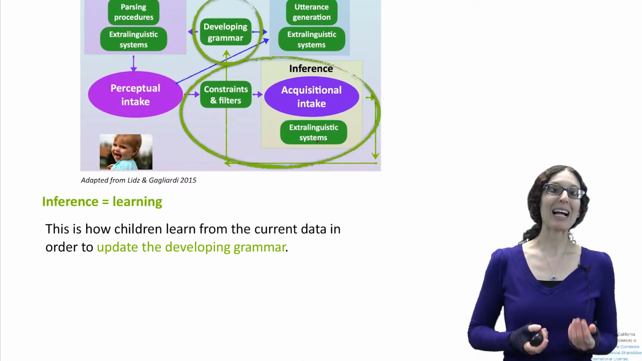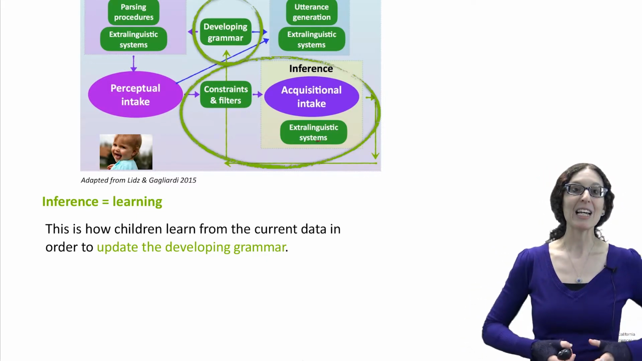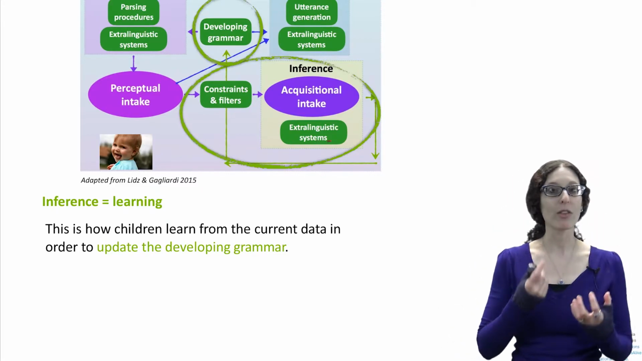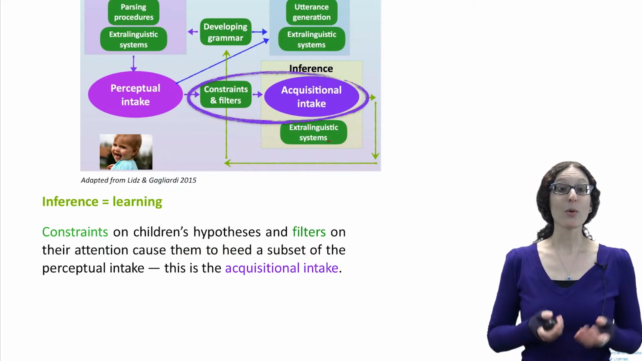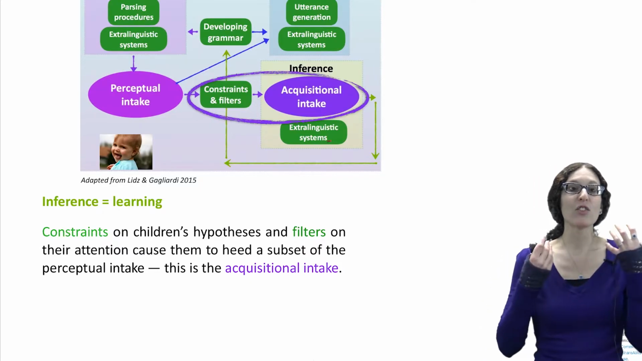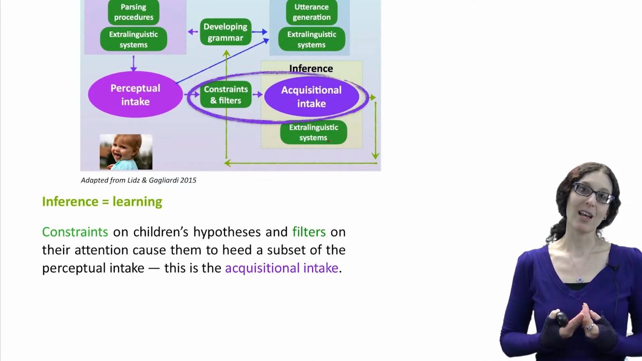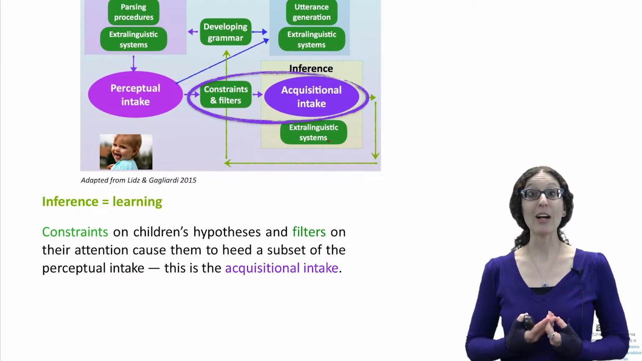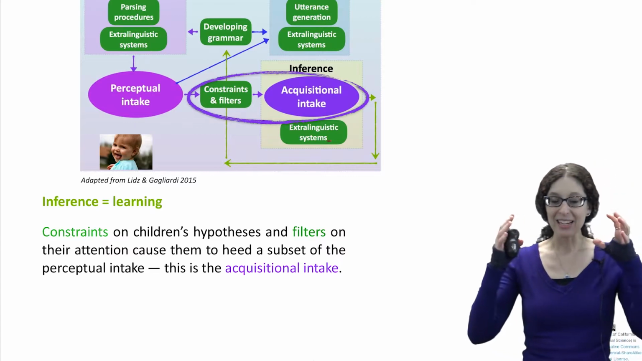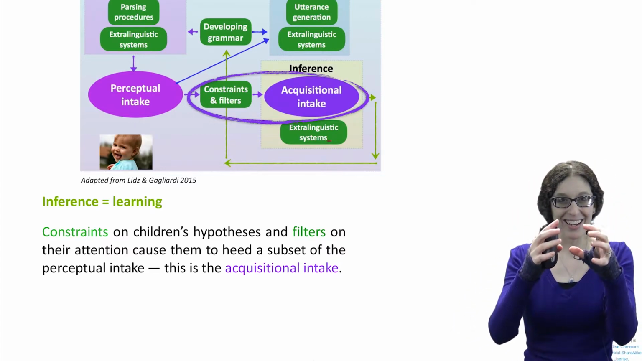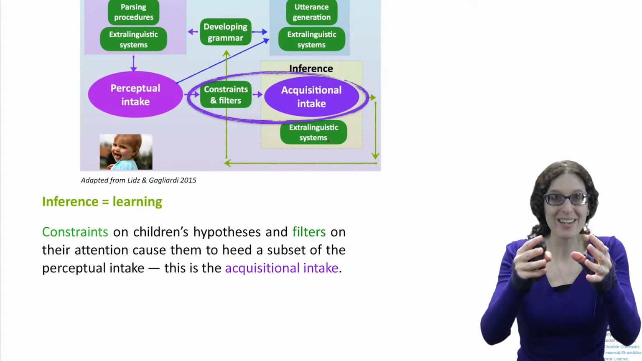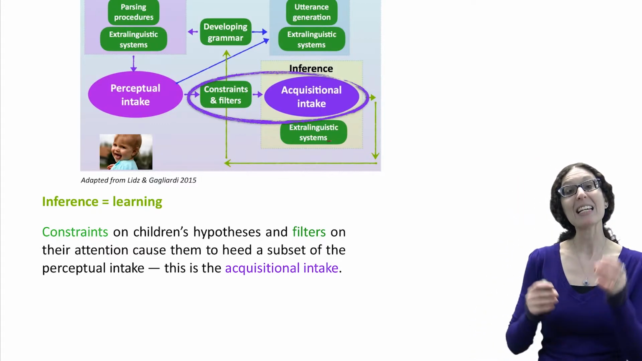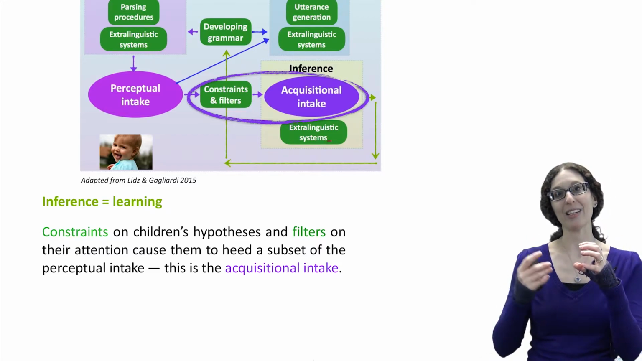This is how children actually learn from the current data in order to update that developing grammar, that idea about how the language actually works. So what that is: you take constraints on hypotheses about how the language works and filters on your attention that you might have as a child at a certain stage of development, and then you concentrate that on the perceptual intake to zoom in on just the part that's relevant for learning at that stage of development. We call that the acquisitional intake, okay?